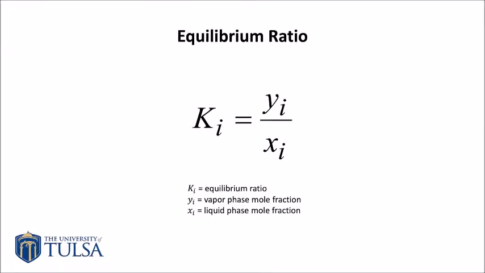The equilibrium ratio, or K value, is a measure of the tendency of a chemical to concentrate in one phase over the other. If K is less than 1, the chemical has a higher concentration in the liquid phase. K values will be calculated by dividing the vapor phase mole fraction by the liquid phase mole fraction. This will be done for both water and 2EE.